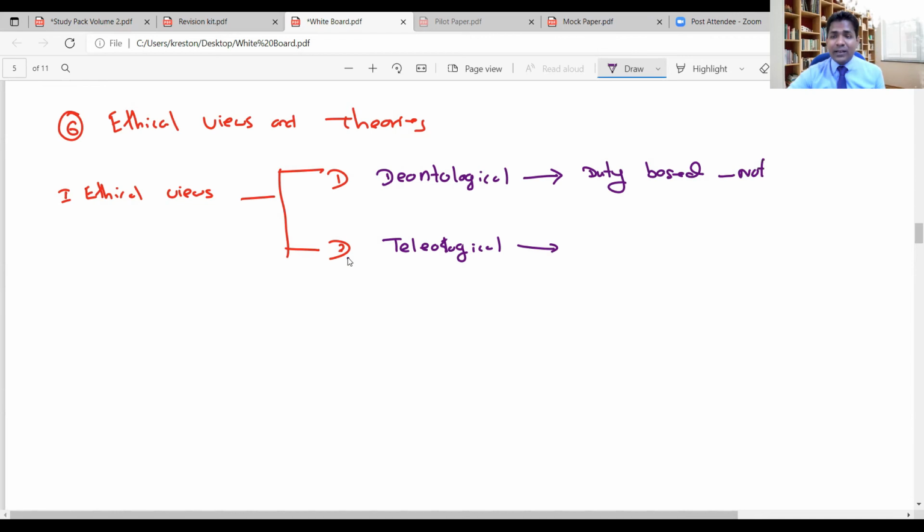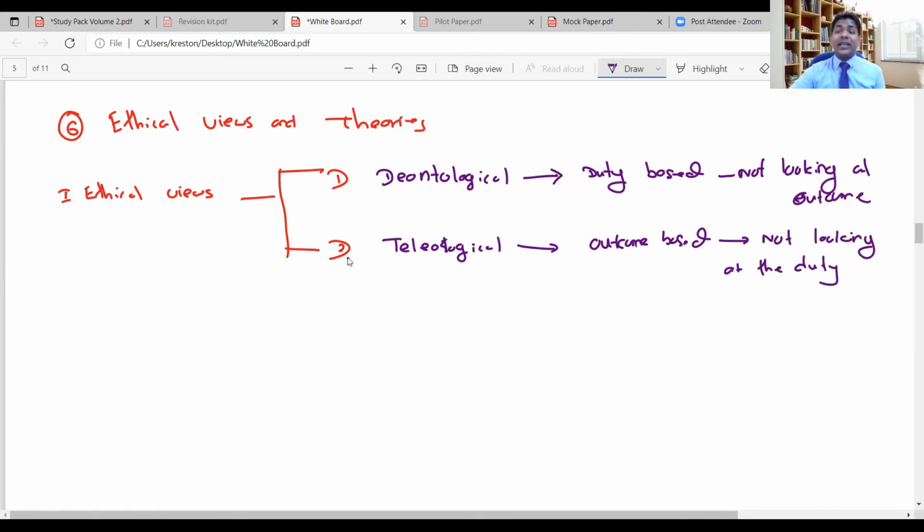You are not looking at the outcome. Right? So with duty-based, you are not looking at the outcome. Teleological means you are not concentrating on whether it is done according to the rule or not. You are not looking at how it is being done, or whether it is according to the books or the correct practice. Those are not looked at, right? So this is outcome-based. You are not looking at the task or the duty, whether it is correct or wrong. Whether the way it is done is correct or wrong is not looked at.